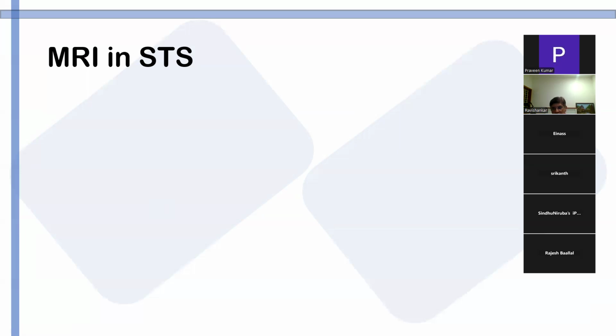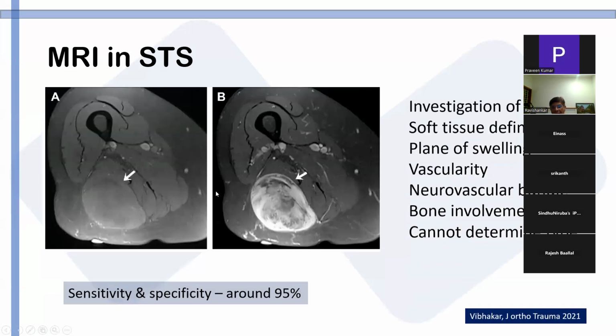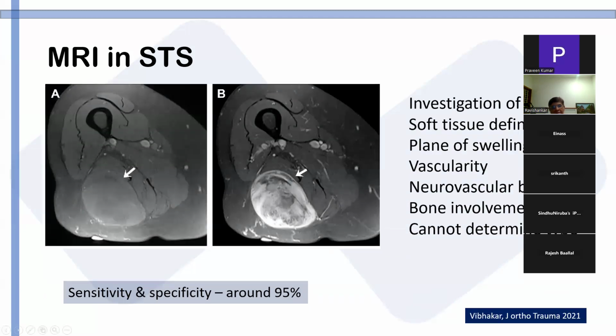Let us start with the sensitivity and specificity of MRI as compared to ultrasound. How much is that? 95, sir. Correct. 90. Correct. That's all it is. And the characteristics that it gives are nearly the same, but the definition is much, much better. That is an important thing.